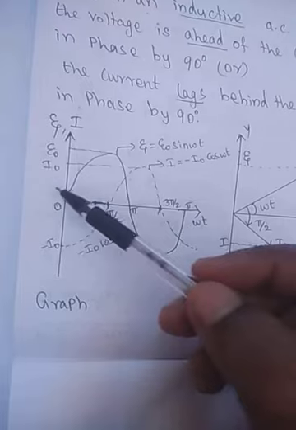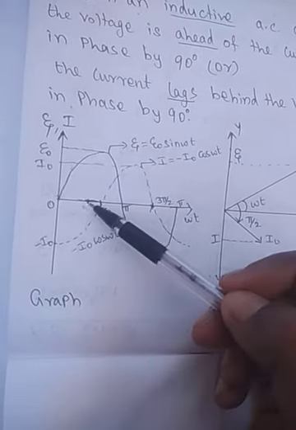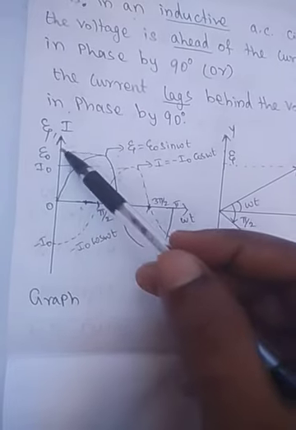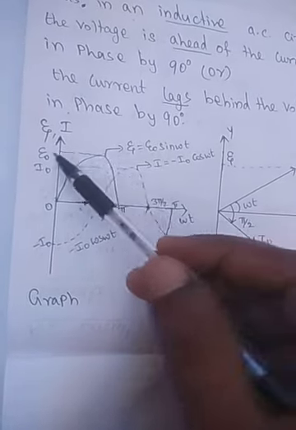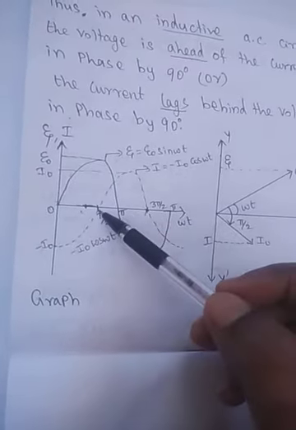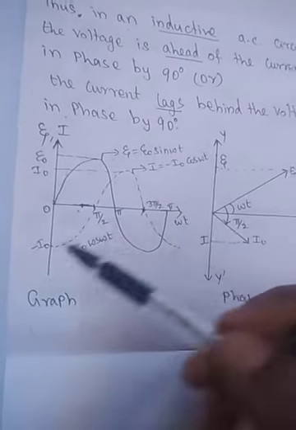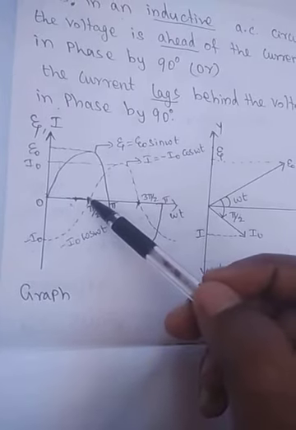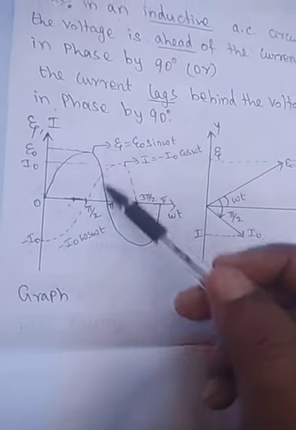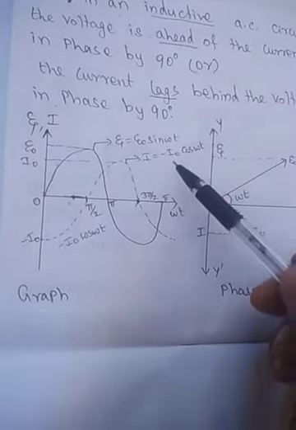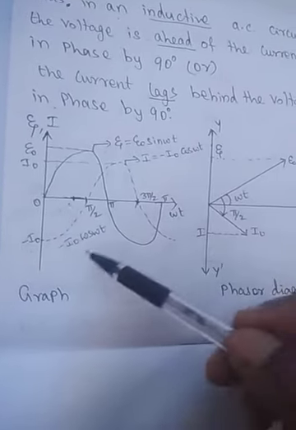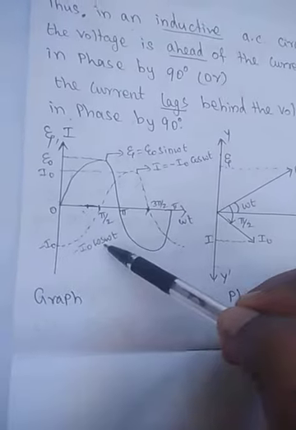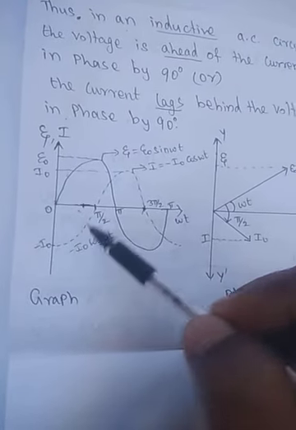Again, if the angle is 90 degrees, sin 90 is 1, so we get the maximum EMF value at 90 degrees. Cos 90 is 0, so the current curve becomes 0 here. The dotted line is the current value and the continuous line is the EMF value. I substituted theta commonly for both equations, but for EMF it is sin omega t, and for current it is cos omega t.